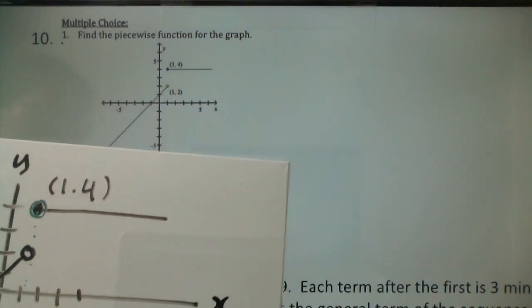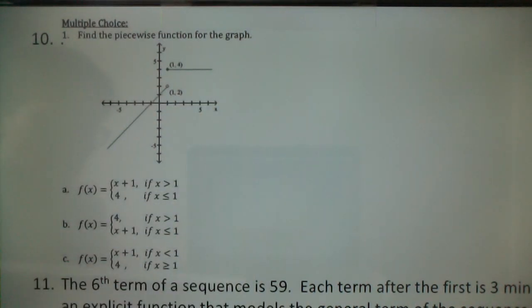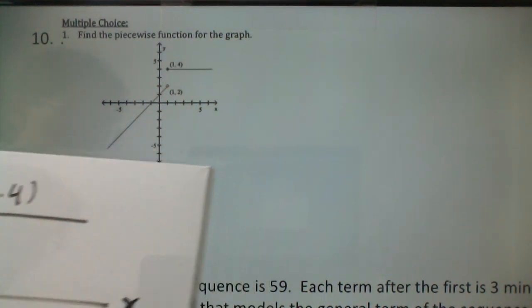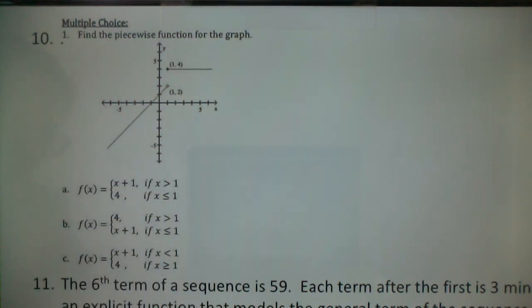So if you look at the choices A, B, C here, even without looking at the actual graph, with the domain, the answer should be C, right? So the answer is C.